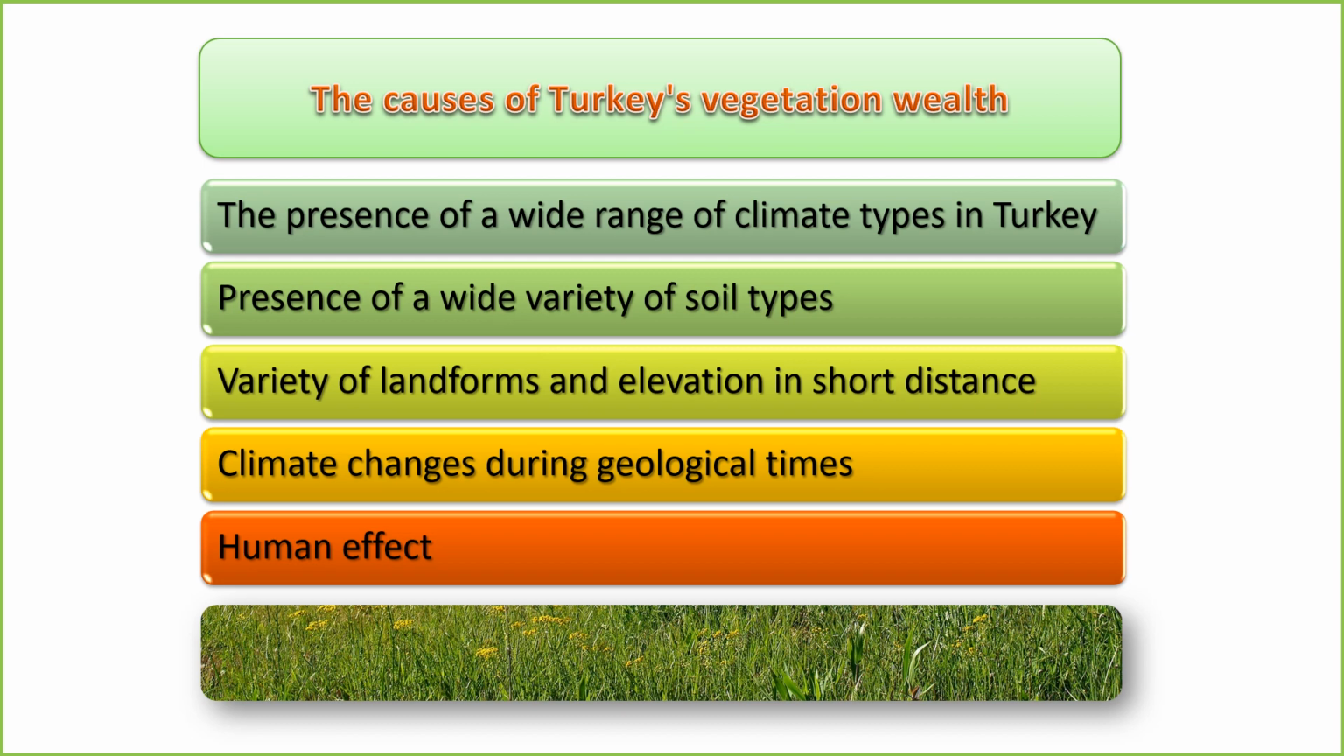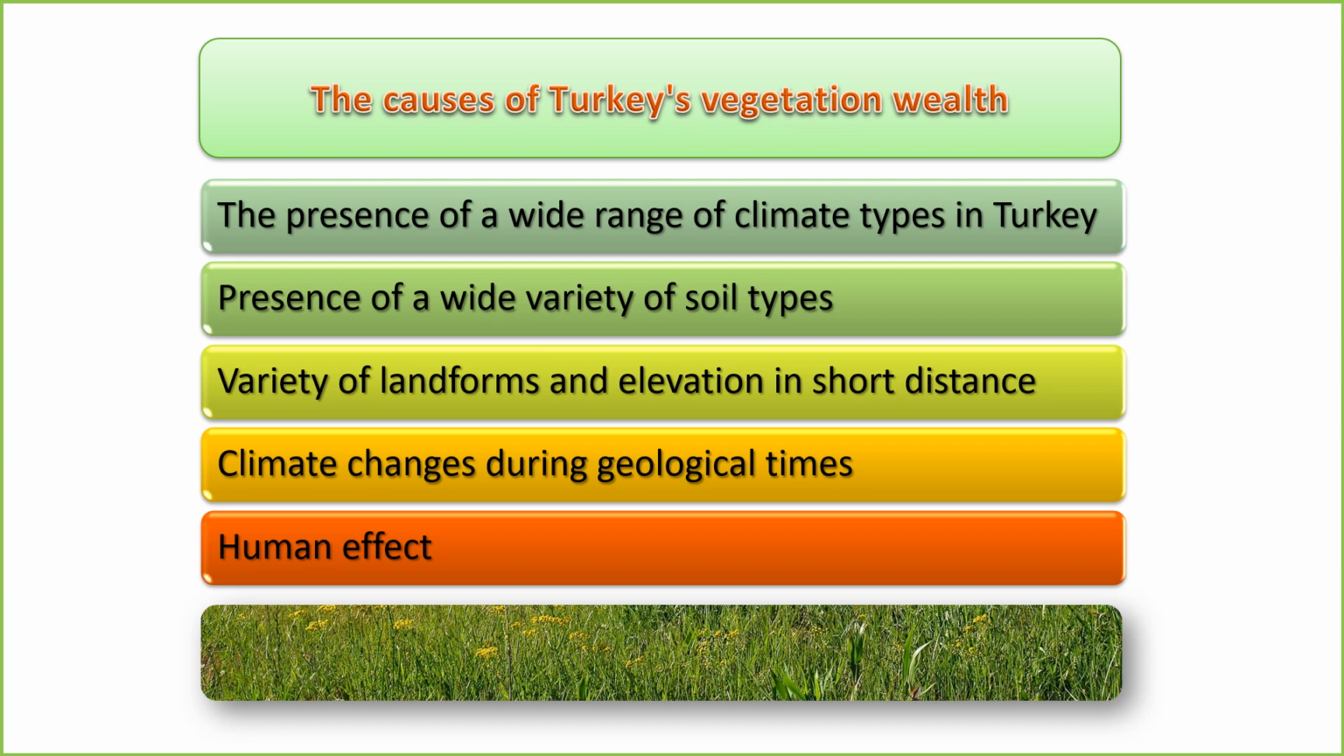3. Landforms and elevation changes. Turkey's varied topography, including mountains, plateaus, coastal areas, and plains, creates distinct ecosystems. The rapid changes in elevation over short distances result in different microclimates and habitats, supporting a variety of species. 4. Climate changes over geological times. Throughout geological history, climate changes have influenced the distribution of species. Turkey's location at the crossroads of Europe and Asia has exposed it to various climatic shifts, contributing to the evolution and adaptation of its flora and fauna.